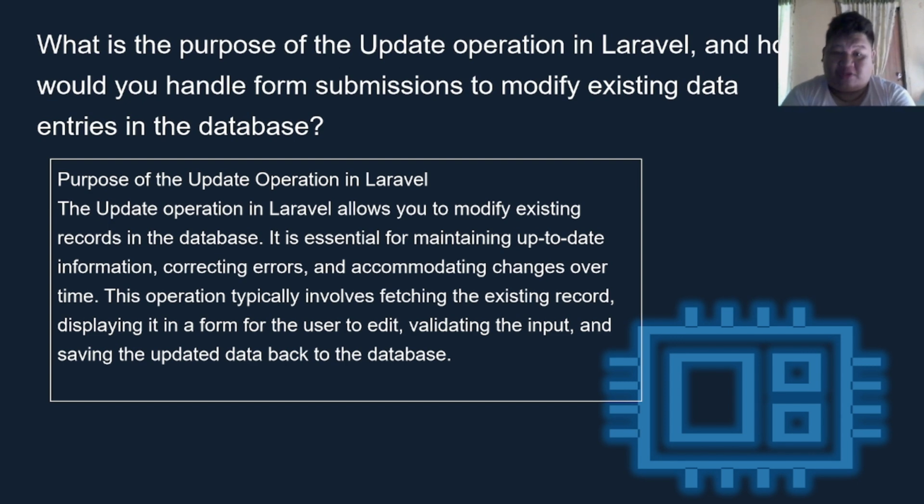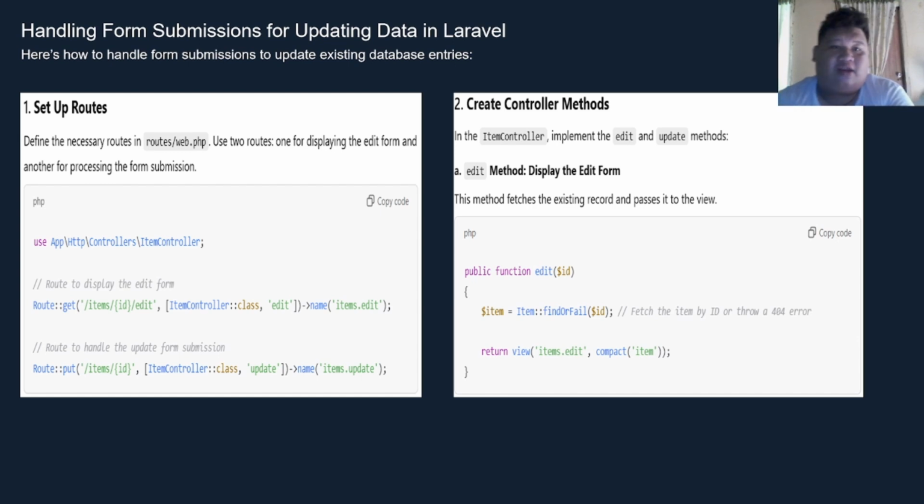This operation typically involves fetching an existing record, displaying it in a form for the user to edit, validating the input, and saving the updated data back to the database. Handling form submission for updating the database. Here's how to handle form submissions to update existing database entries. Set up routes. Step 1.